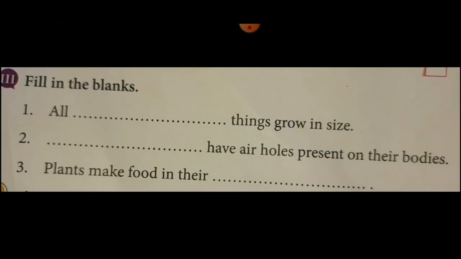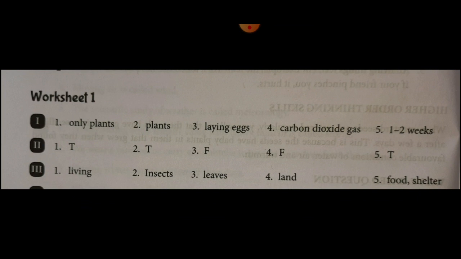Third one, fill in the blanks. Third category, fill in the blanks. All dash things grow in size. Answer, living things. Second question, dash have air holes present on their bodies. Dash have air holes present on their body. Look, answer is insects.